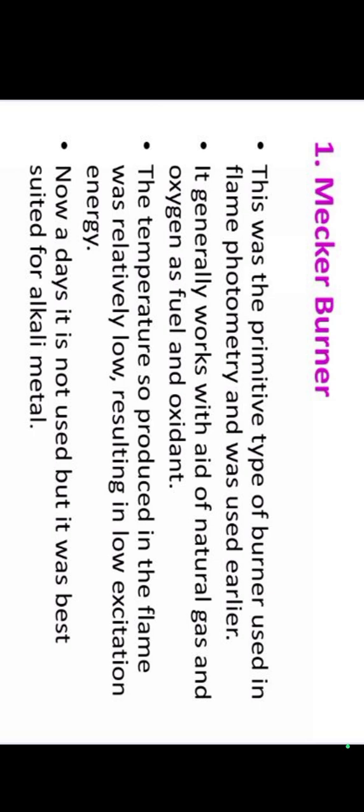How it works: it works with the aid of natural gas and oxygen as fuel and oxidant. This burner is not used nowadays, but in earlier days we used only this Bagger burner. The second one is the total consumption burner.